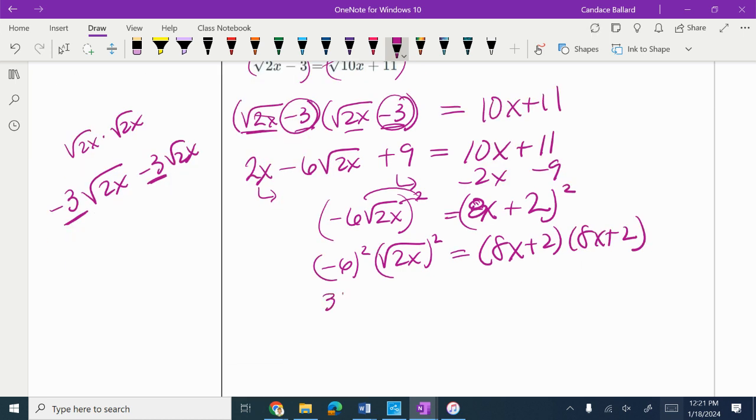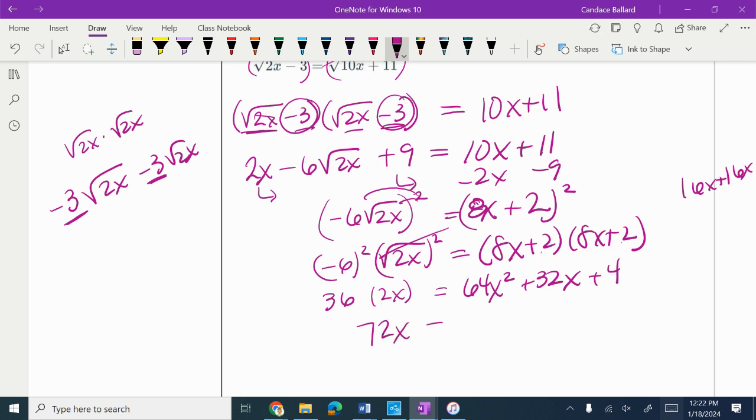Negative 6 squared is 36. And then the square and the square root are going to cancel. So I get 2x equals, I'm going to FOIL on this side. So 8x times 8x is 64x squared. 8x times 2 would be 16x, and I'm going to have 2 of those, which would make 32x in the middle. 2 times 2 is 4. All right, then I'm going to multiply this right here. So 36 times 2 is 72x equals 64x squared plus 32x plus 4.